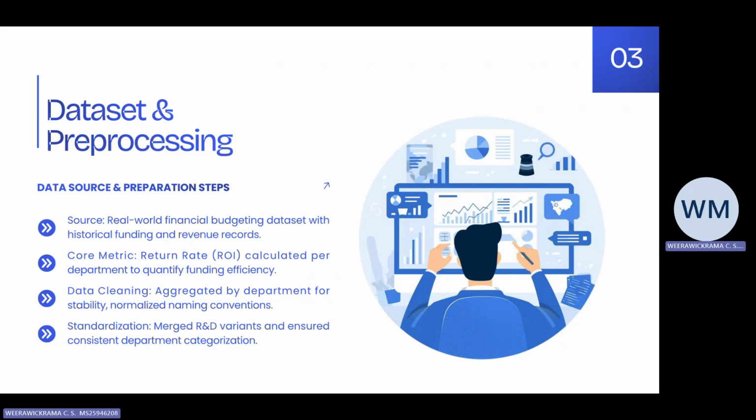This is our dataset and preprocessing. We use a real-world financial budgeting dataset from Kaggle, which contains historical funding and revenue records. The core metric is return on investment, calculated per department to quantify funding effectiveness. For data cleaning, we aggregated by department for stability and normalized naming conventions. Standardization merged R&D variants and ensured consistent department categorization.